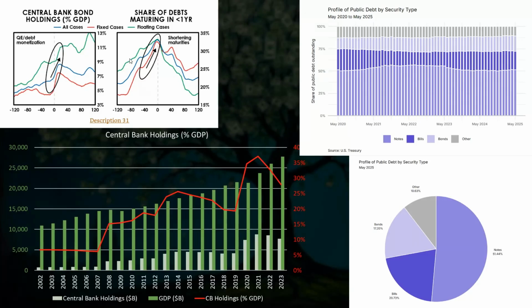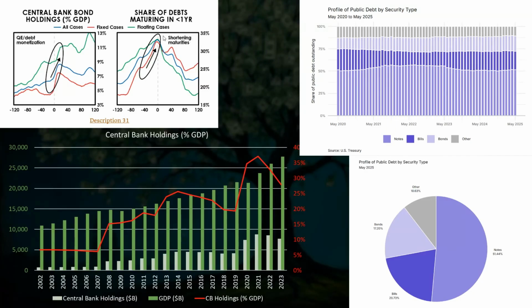That's not bad. The other half of this that they want to talk about is the share of debt maturities maturing in less than a year. Now, this data is a lot harder to get at the granular level, but there are some websites that track this.